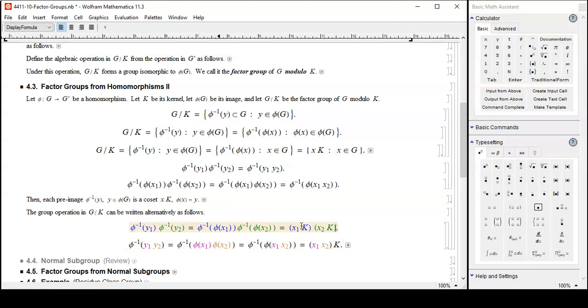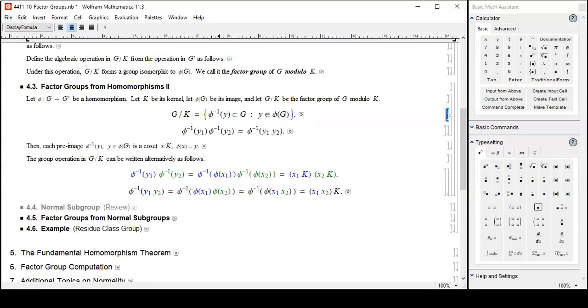Coset operation. I don't like purple and brown anymore. Let's stick to blue and green. Why did I change? Let's stick to blue is 1, green is 2. Here you go. Blue, green. You see, the coset operation became x1x2K. So the first line and second line are the same as we define it like this.